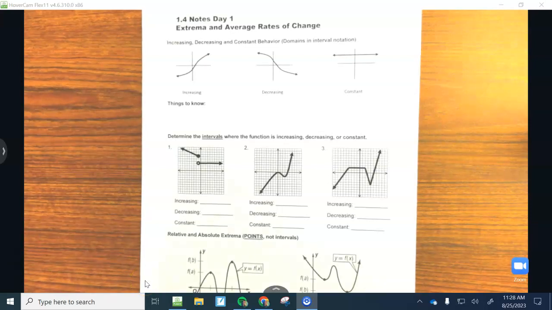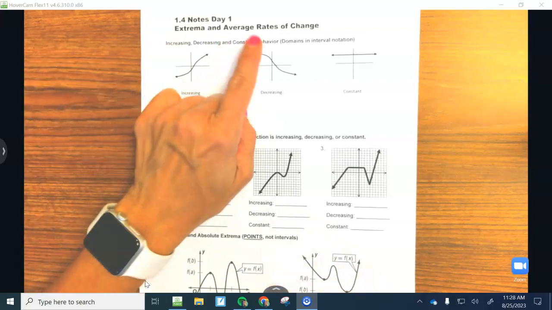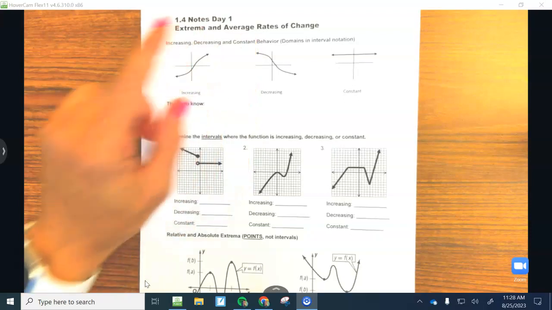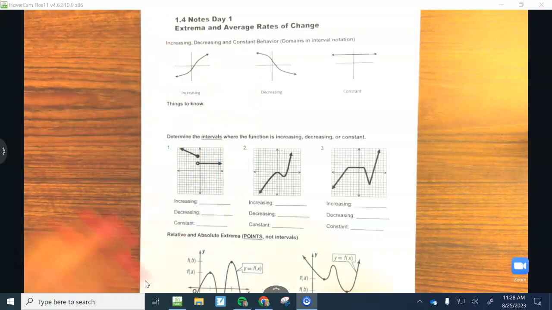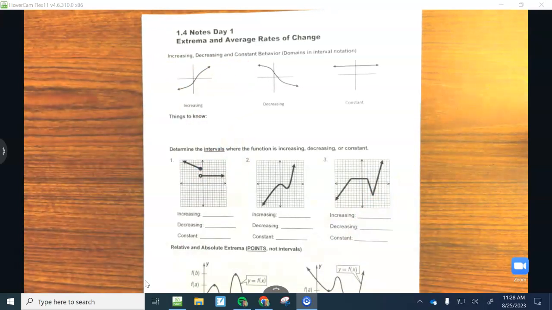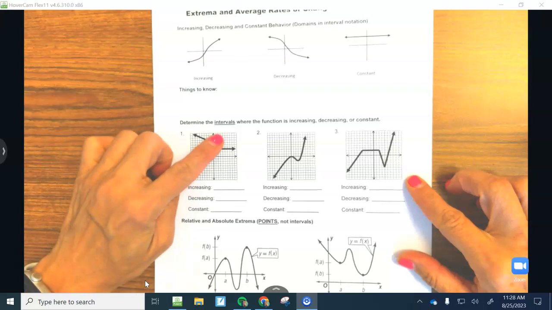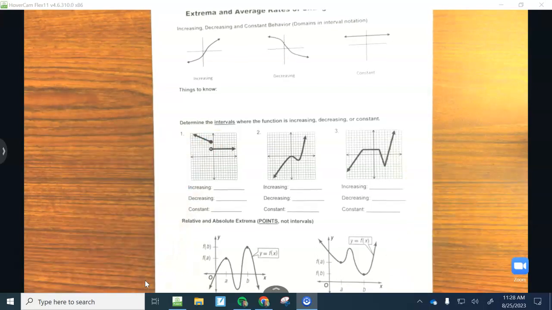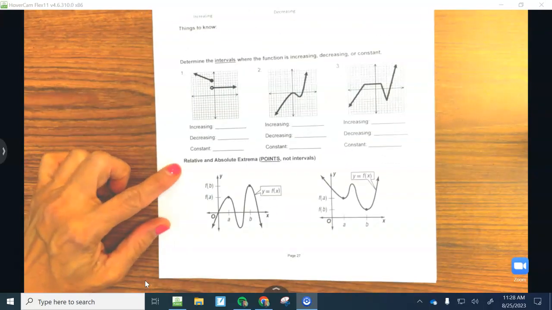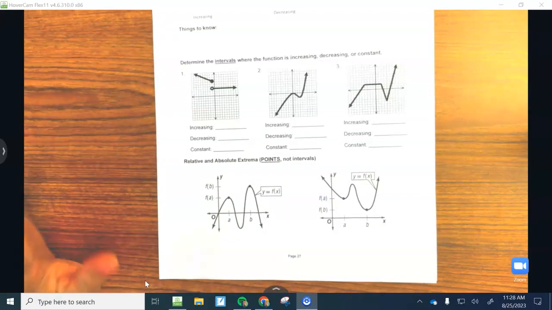We're going to go over more characteristics of functions, solely focusing on functions. We are going to look at extrema, which comes from the word extreme, and tomorrow is going to be the average rate of change. The first thing we're going to do is talk about where graphs are increasing, decreasing, or constant, which is like horizontal line behavior. Then we'll look at how to determine where they're increasing and decreasing based on intervals, and then talk about relative and absolute extrema. It's very easy. Remember, that just comes from the word extremes.